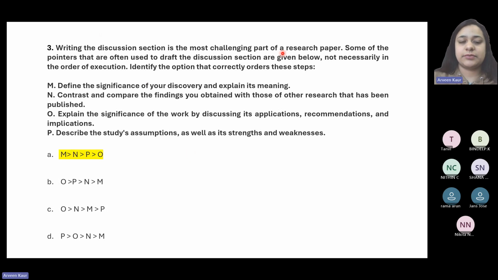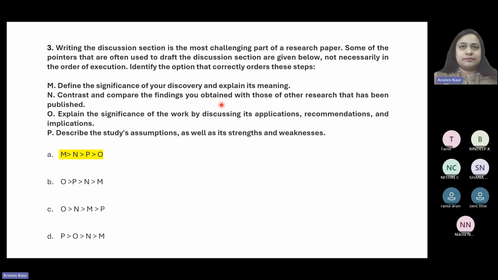Okay, so the answer for this one is first, that is M, N, P, and O, right? So this is the order in which we look at how to write a discussion section, right? It is not necessarily the order in which we are writing, right? So in order to draft it, first what we look for is the significance of the discovery and explaining its meaning, right? So why are we looking at this first? This will obviously go towards the end of the discussion section, right?